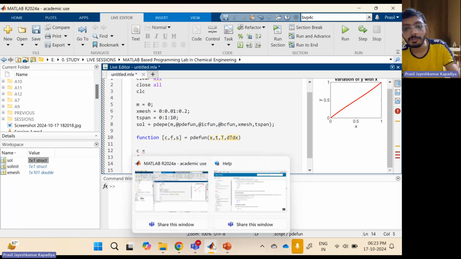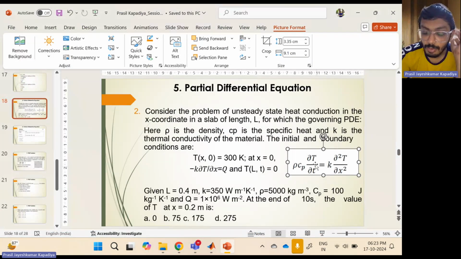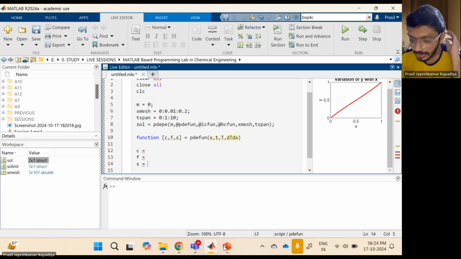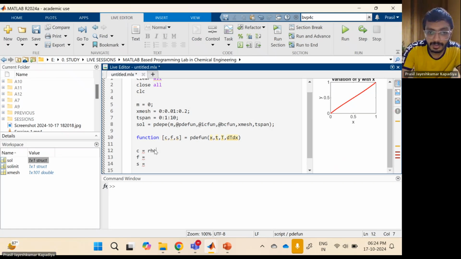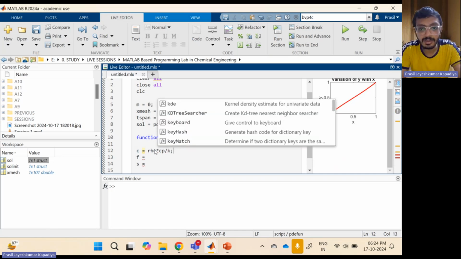Okay, so if we compare our equation, C is the coefficient of this term. So what is the coefficient? Rho into Cp divided by K. Let's write it like that. Rho Cp by K. So it is rho into Cp divided by K.